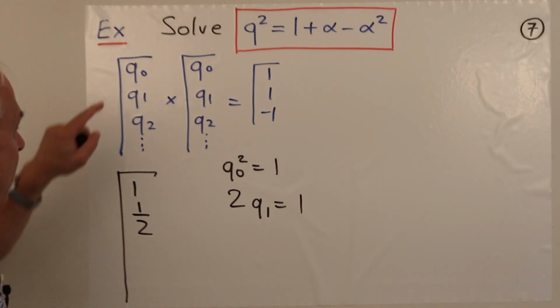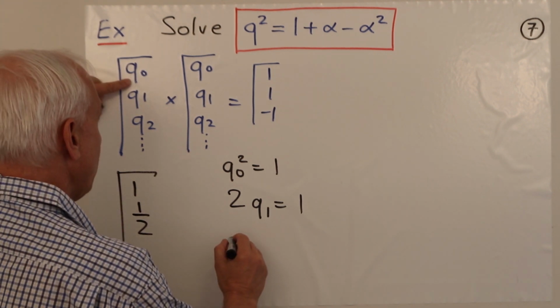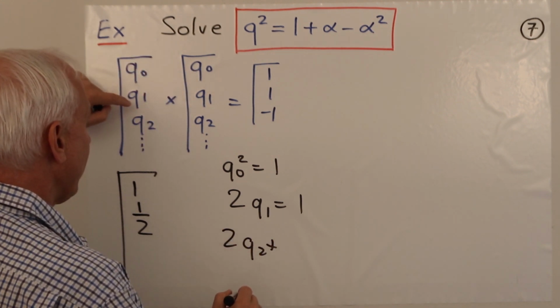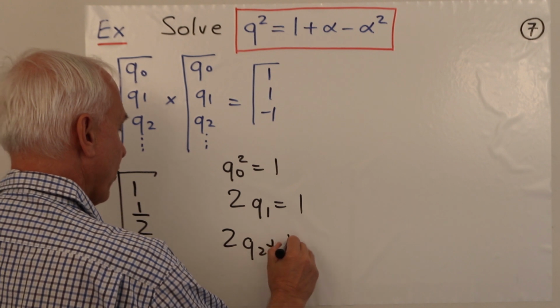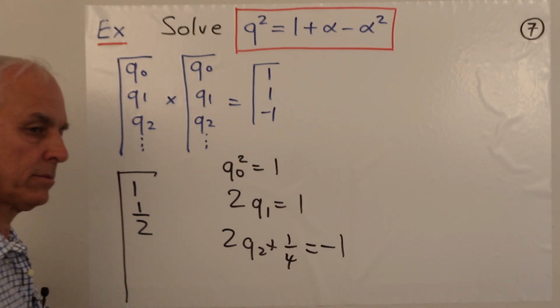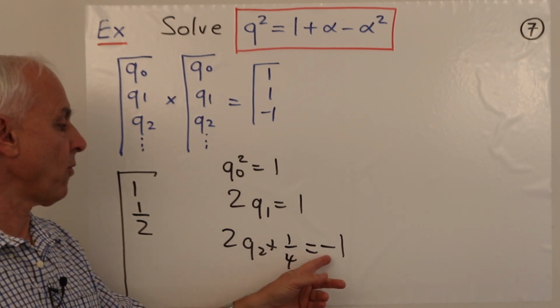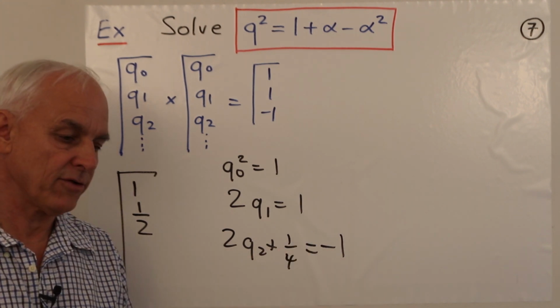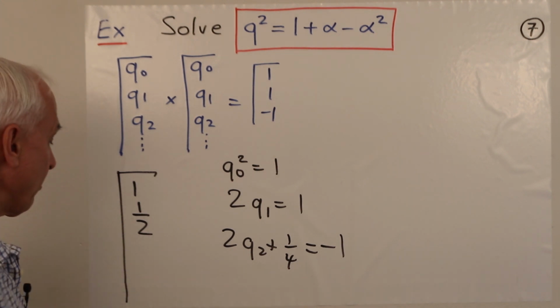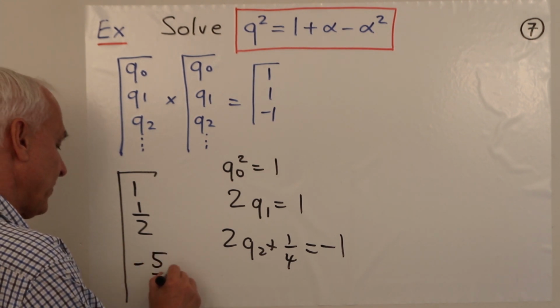Okay, what's the next one? So we have q2, and there's another 2q2, so there's 2q2 plus this 1/2 times 1/2, so that's a quarter, equals, and now minus 1. Okay, so minus 1. Bring this to the other side, so that's minus 5 quarters divided by 2. That's minus 5/8.